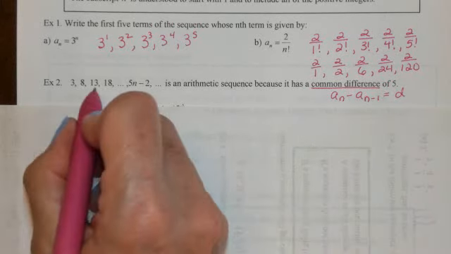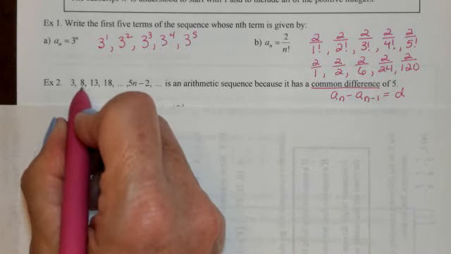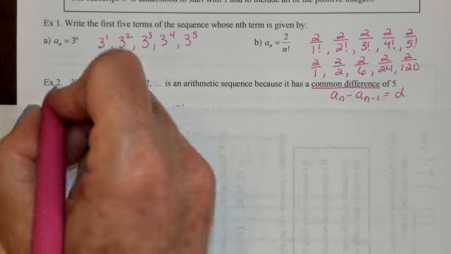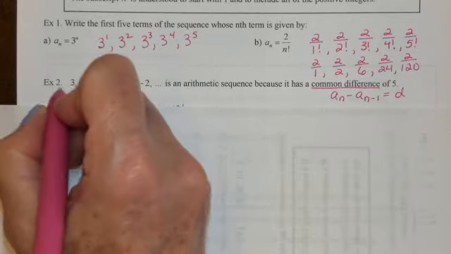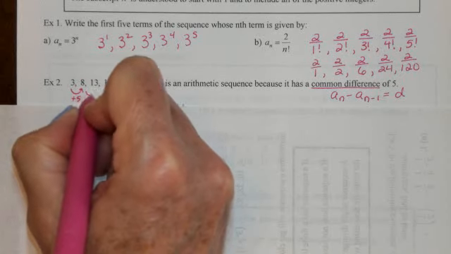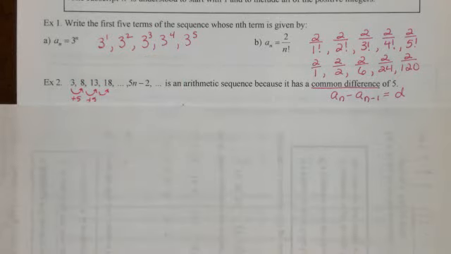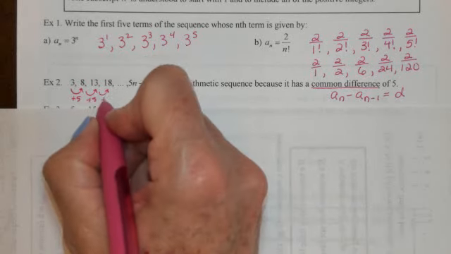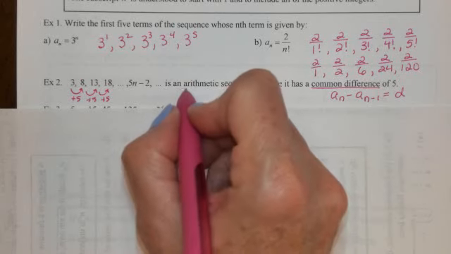So 18 minus 13 is 5. 13 minus 8 is 5. 8 minus 3 is 5. Okay? So another way to think of the common difference is you add that number to get to the next term. You keep adding that number to get to the next term. So even though they didn't put the term after 18, we could find out what it was by adding 5 to it, right? So that's the common difference, and that is an arithmetic sequence.